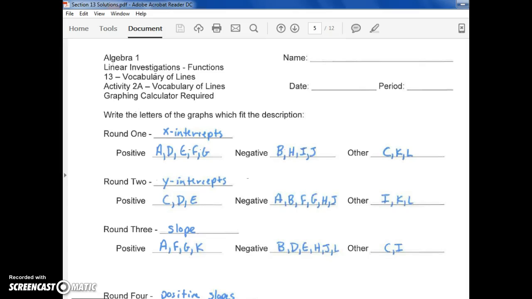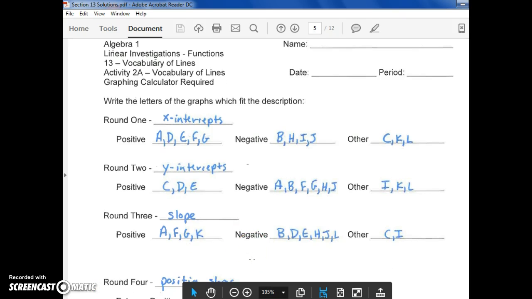In Activity 2A, we're asked to classify graphs based upon their intercepts, the x and the y-intercept, and also based upon their slopes, whether they be positive or negative. So to do this, we need to look at some graphs. Just as a heads up, this is the card sort activity that we did in class, so things will look a little bit different here, but it's the same basic idea.